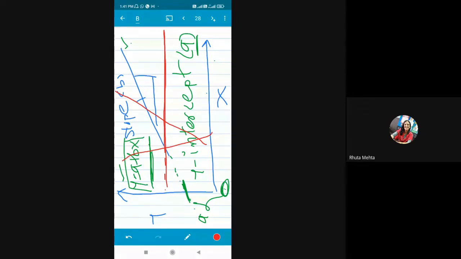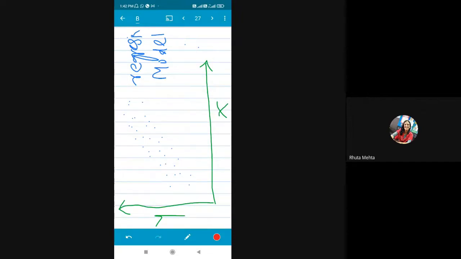And the y-intercept is going to be that constant, so that if x is not there, then also we are going to get some values of y. Am I clear, everybody? Right? So in simple linear regression, we are using this particular model, which we are saying is a regression model. Okay? I hope I'm this much clear.